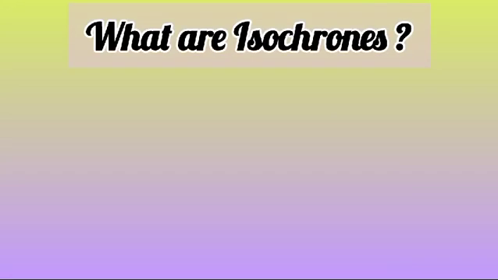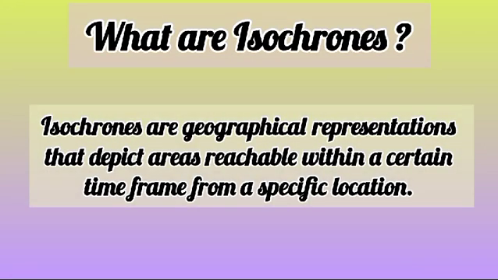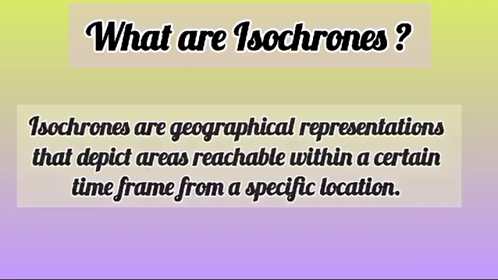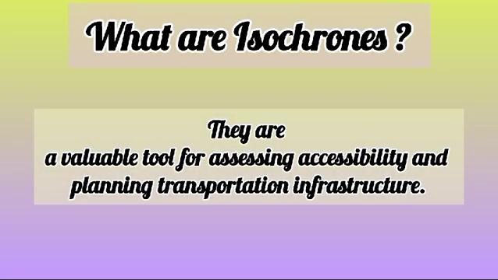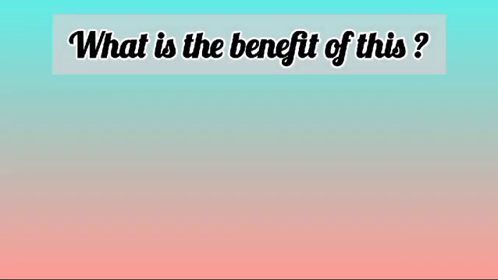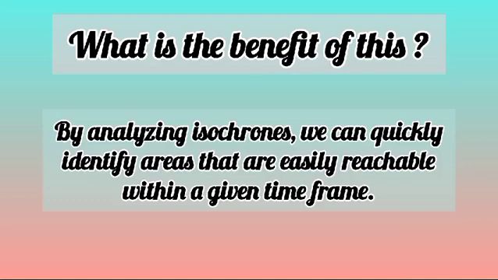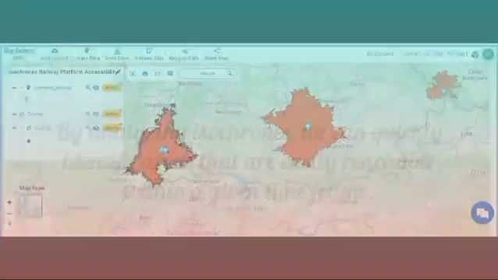What are isochrones? Isochrones are geographical representations that depict areas reachable within a certain time frame from a specific location. They are a valuable tool for assessing accessibility and planning transportation infrastructure. What is the benefit of this? The benefit of isochrones lies in their ability to illustrate travel time and accessibility. By analyzing isochrones, we can quickly identify areas that are easily reachable within a given time frame.